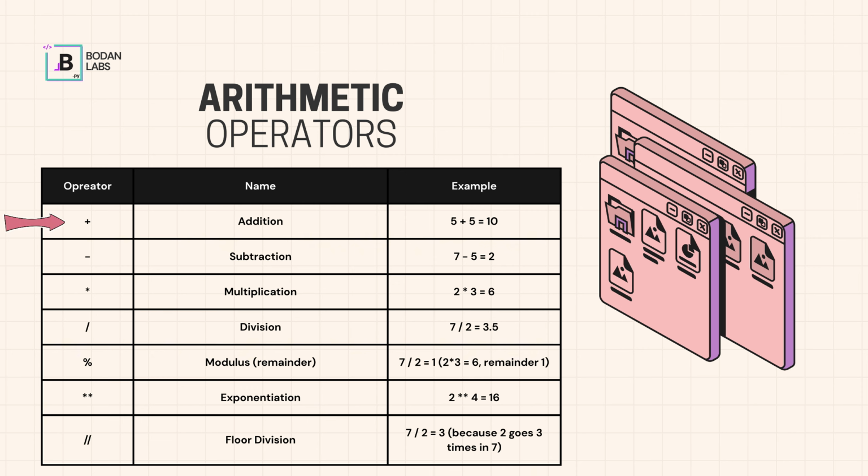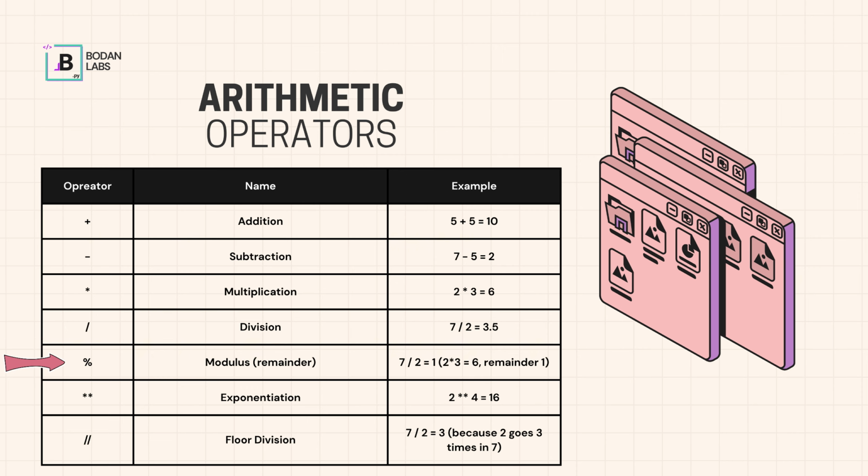Addition, using plus sign, it adds two values. Subtraction, using minus sign, subtracts the right value from the left one. Multiplication, using asterisk, multiplies two values. Division, using slash, divides the left value by the right. This always returns a float.